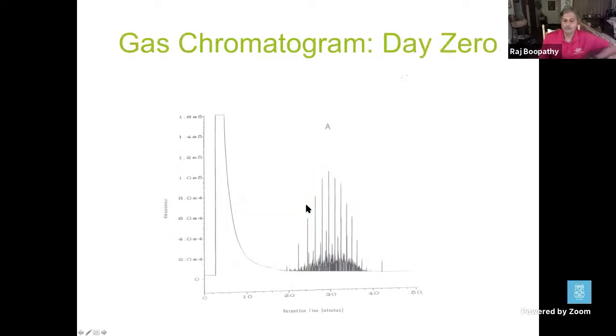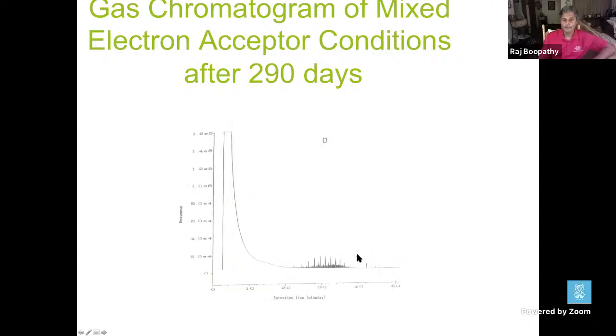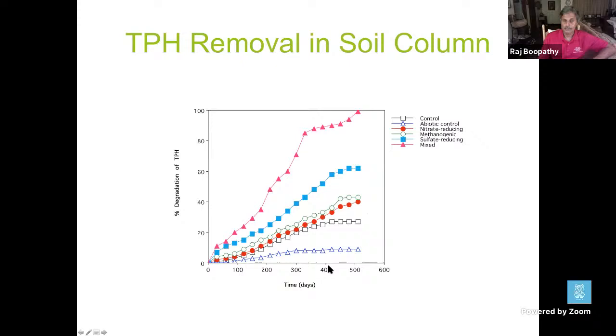And just to show you what happened in the soil column, at the beginning you can see a lot of this crude oil fraction in the column. And then after 160 days, you can see the same soil column, mixed electron acceptor condition. You can see the signature peaks coming down. After 290 days, you can see an almost minuscule amount of carbon left there. And this is the removal activity in the soil column.